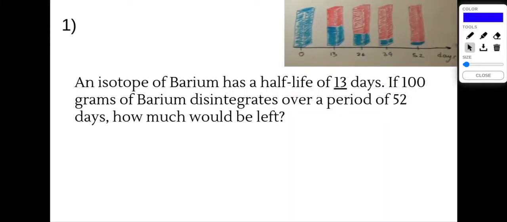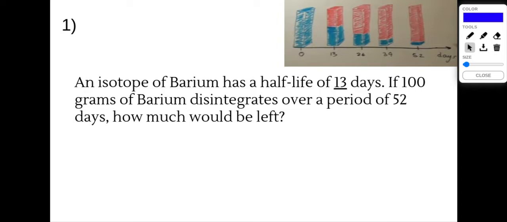Okay, let's start with example number 1. An isotope of barium has a half-life of 13 days. If 100 grams of barium disintegrates over a period of 52 days, how much would be left?